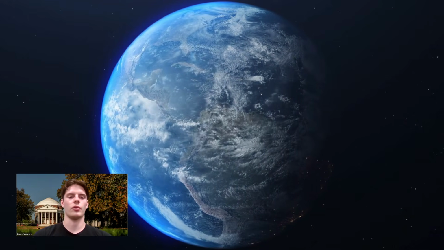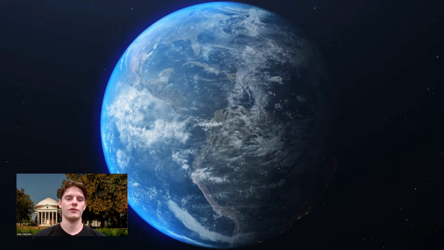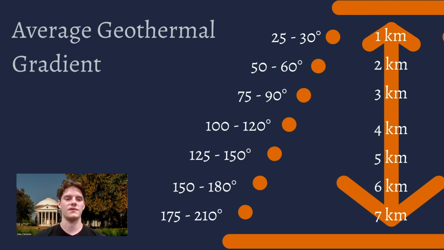Globally, the average geothermal gradient is approximately 25 to 30 degrees Celsius per kilometer of depth. This means that for every kilometer you descend into the Earth, the temperature typically rises by about 25 to 30 degrees Celsius. So, at a depth of 3 kilometers, you could expect temperatures around 75 to 90 degrees Celsius, assuming a surface temperature of 0 degrees Celsius. This average gradient is influenced by the conductive heat flow through the crust.